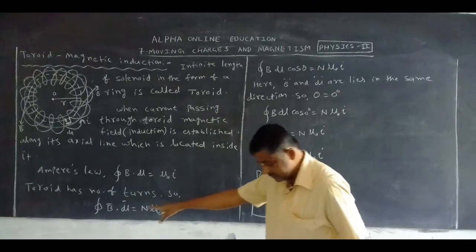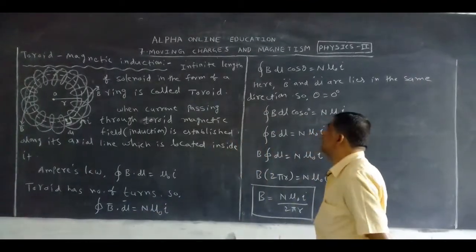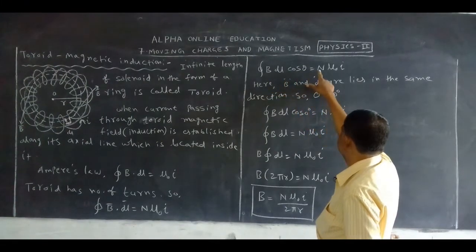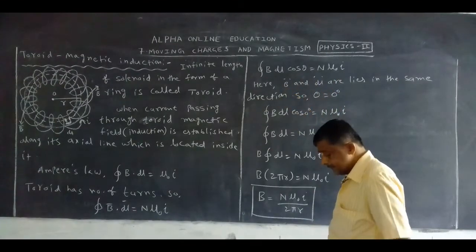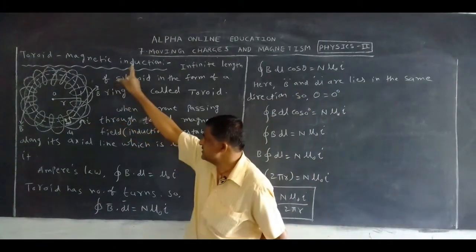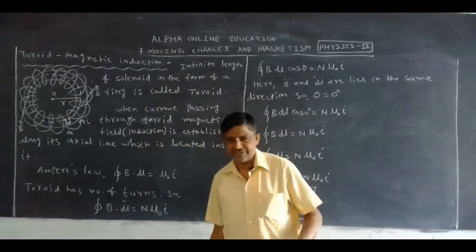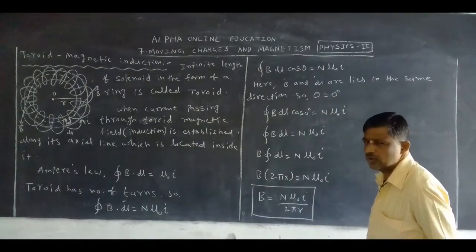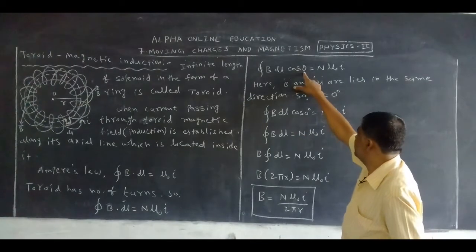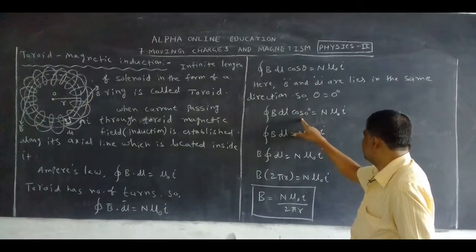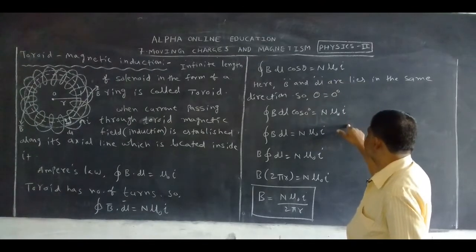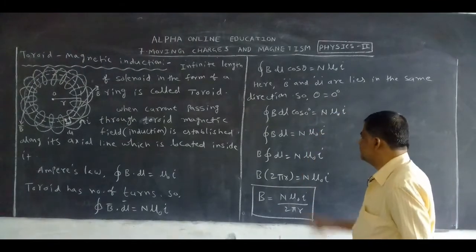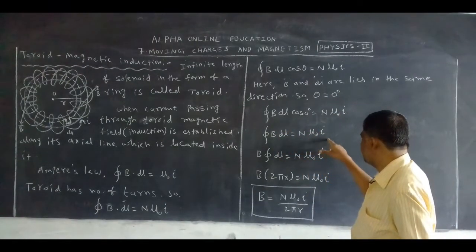Okay, next step. Remove the dot product. When the dot product is removed, what we get is integral B dl cos theta is equal to n mu 0 I. Here, B is in this direction, dl also in this direction. B and dl lie in the same direction, so theta is equal to how much? 0. Substitute theta as 0: B dl cos 0 equals n mu 0 I. Cos 0 is how much? 1. So, integral B dl is equal to n mu 0 I.